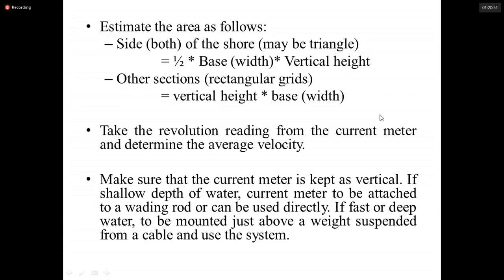It's easy. First, you have to select a suitable site. Then measure the total width. According to the width, you need to divide your channel into subsections, measure the width and depth of each subsection, and calculate the area. Then using the current meter, you can take the velocity at each point, then calculate the total discharge.